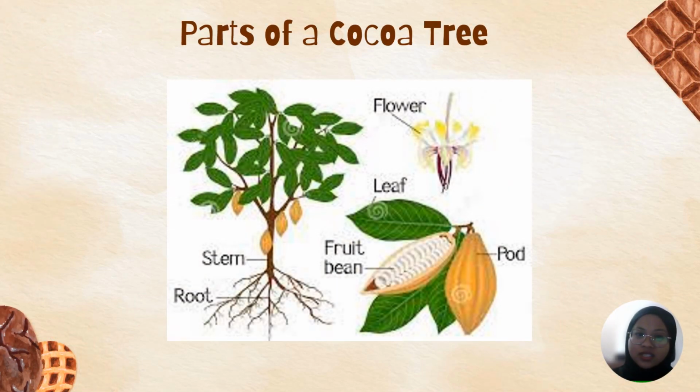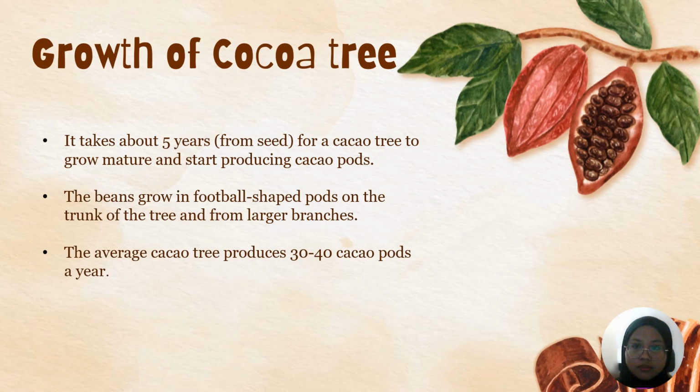The cocoa tree consists of root, stem, flower, leaf, and pod. It takes about 5 years for a cocoa tree to grow mature and start producing cocoa pods. The beans grow in football-shaped pods on the trunk of the tree and from larger branches. The average cocoa tree produces 30 to 40 cocoa pods a year, which means 2 times harvesting in a year.